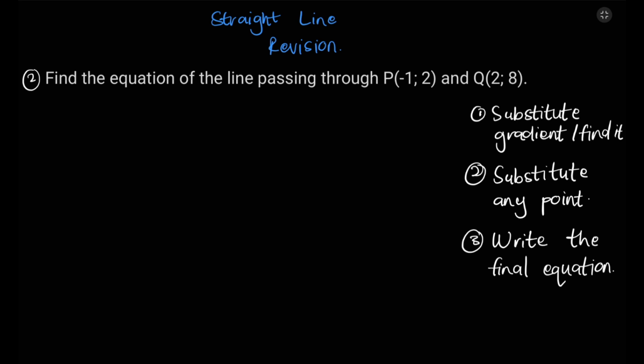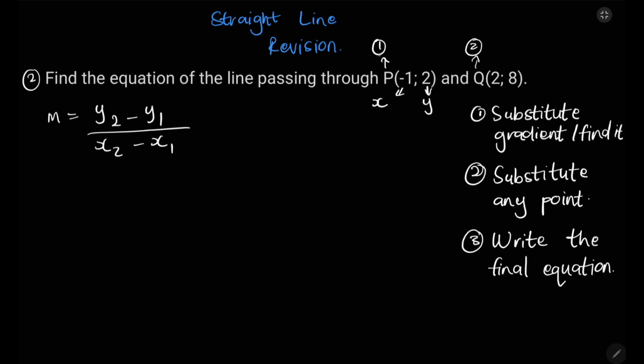So we aren't given the gradient. That means you have to calculate the gradient. How do we do so? We have to use our formula, which is m is equal to y2 minus y1 all over x2 minus x1. So let's label our points. We have P, we can write this as point 1, and Q, point 2. So for negative 1, let's say x, then our 2 is our y. They're all under the first point, so this is x1 and y1. For 2, you can write this as x, and 8, our y. That'll be x2 and y2.